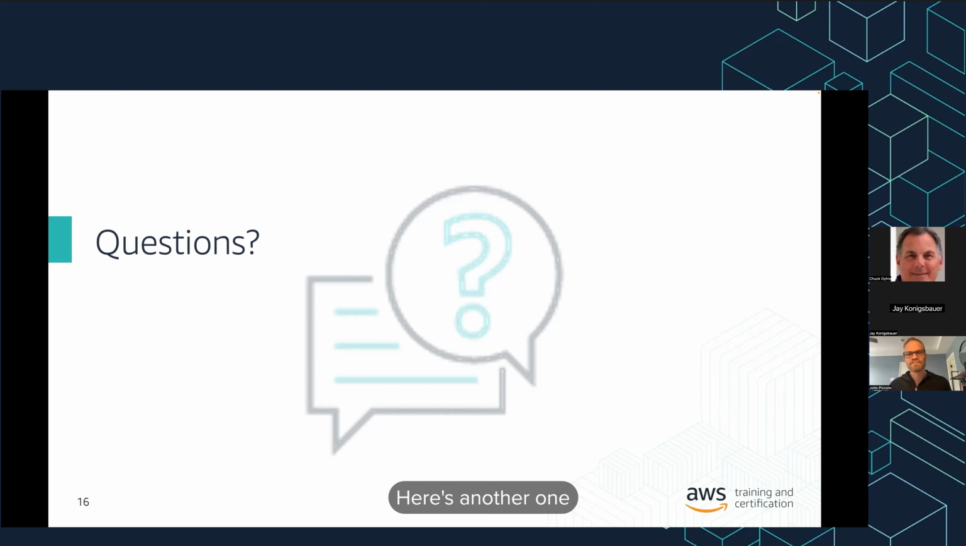Okay, great. Here's another one. Is LNA available only to existing AWS customers, or is it also available to companies that are planning to use AWS or migrating to AWS? It's primarily focused on AWS services.